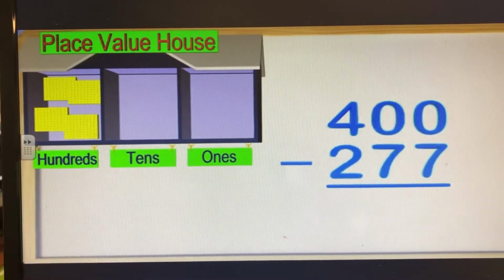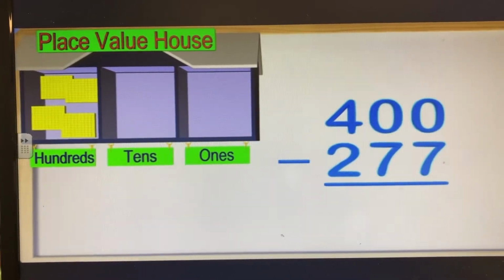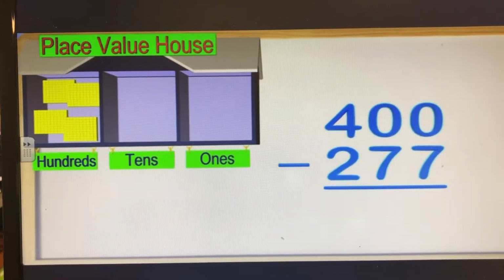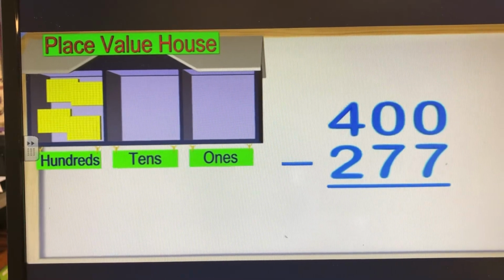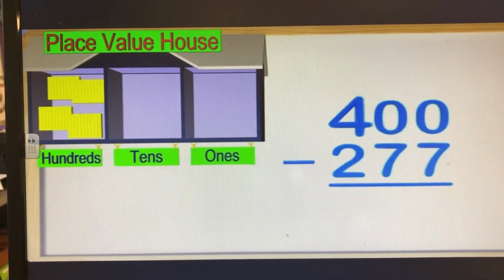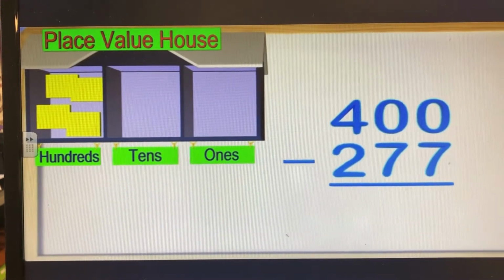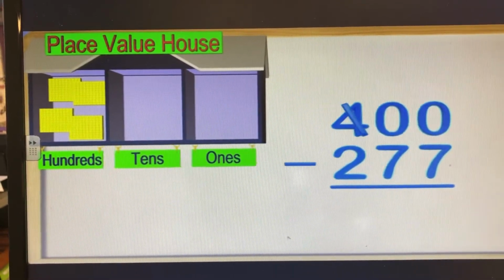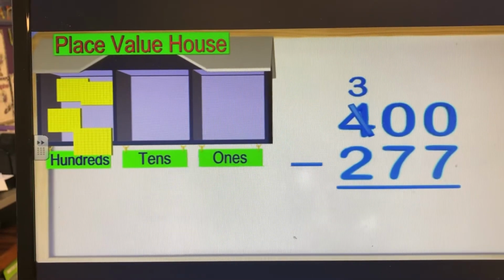Wait a minute, we can't do that. We cannot borrow from a 0. Where should we borrow from next? The hundreds place, great job. So we cross out the 4 and put a 3 there since we are borrowing one of the hundreds.